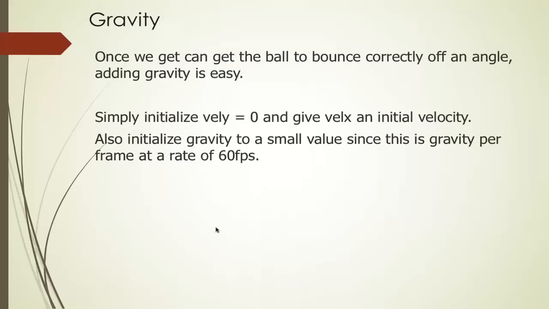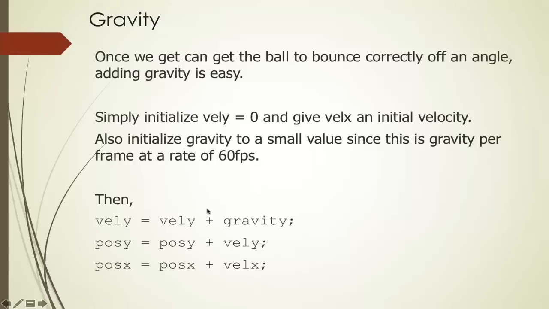And so once we get the ball to bounce correctly off an angle, adding gravity is very easy. You initialize the vertical velocity to be 0. So this is like dropping a ball. The initial vertical velocity is 0. You give the initial x direction velocity some small number, and then we just initialize the gravity to be something small because we are moving at 60 frames per second.